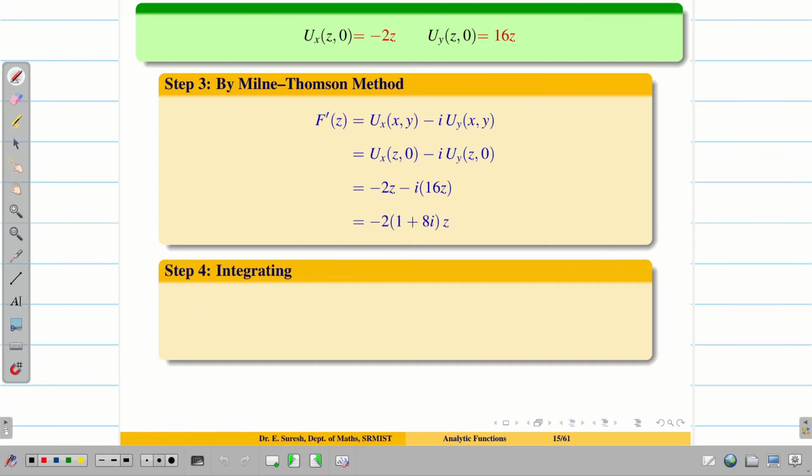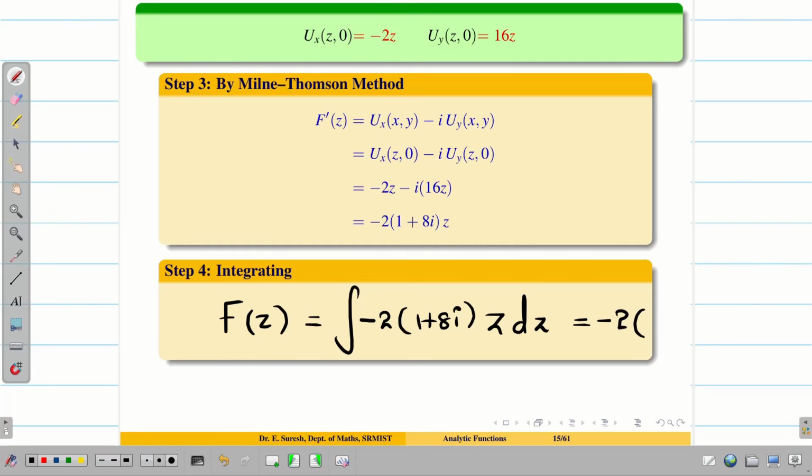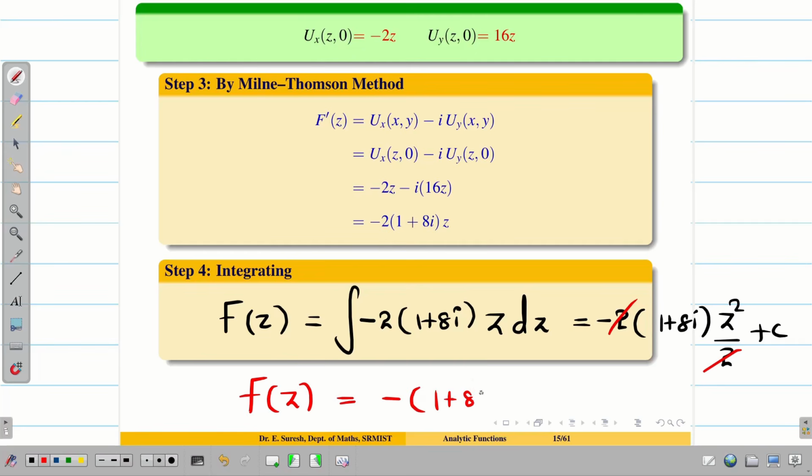Now integrating this capital F dash of z, we get capital F of z. On the other side we have the integral of minus 2 into (1 plus 8i) into z dz. That is nothing but minus 2 into (1 plus 8i) into z square by 2 plus constant c. Now I can cancel this 2. Therefore, my capital F of z is minus 1 into (1 plus 8i) z square plus c.